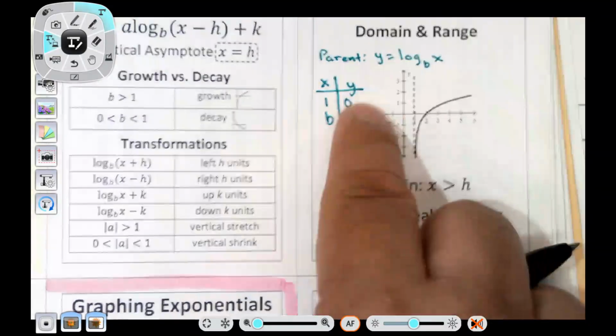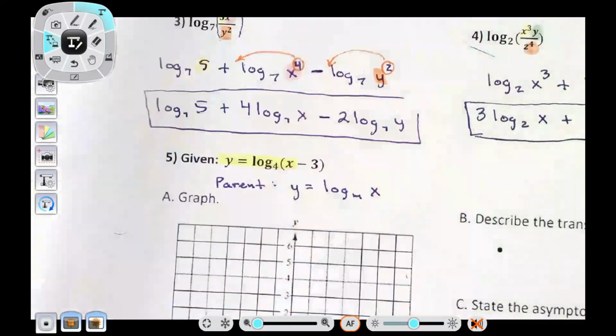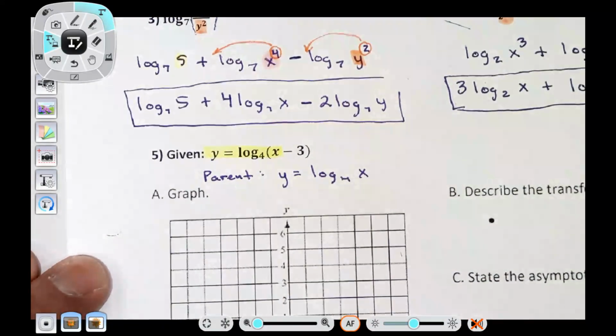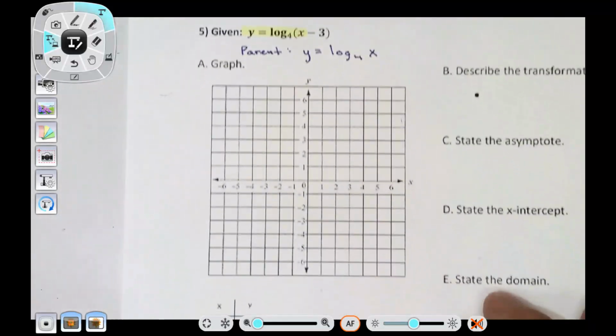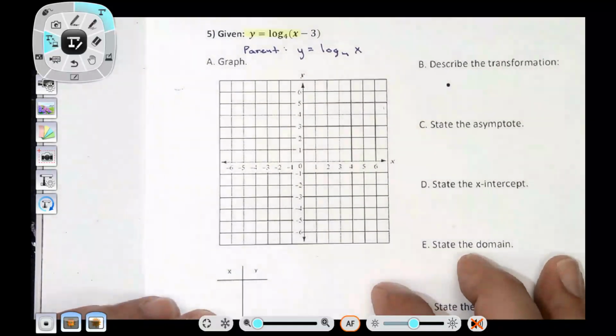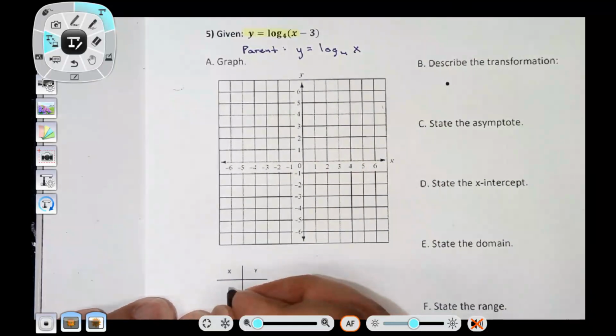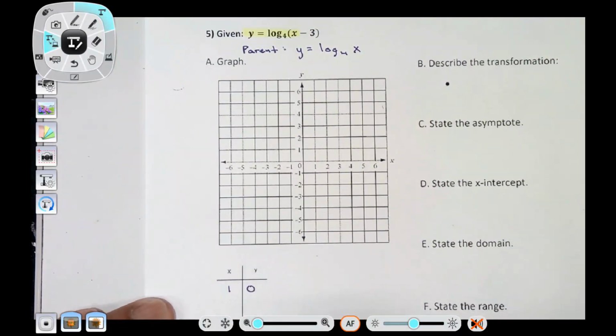So anyways, these are the points I'm going to use. All parent logs go through, and we actually have a little table at the bottom here for us, ready to go. All parent logs go through 1, 0, according to what I wrote in my word wall, and then base, 1. Well, don't forget, your base is a 4, so 4, 1.